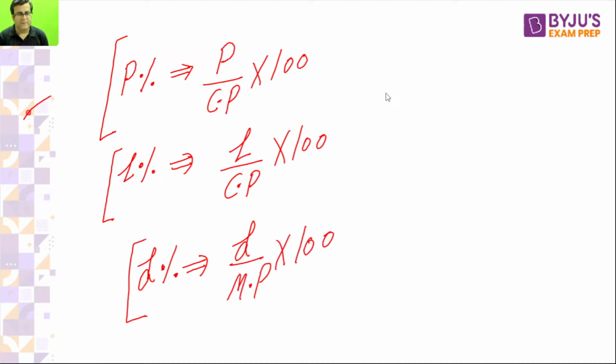Profit percentage is profit upon cost into 100. Loss percentage is loss upon cost into 100. Discount percentage is discount upon mark into 100. These 3 points you will have to remember every time. The question will be simple once you understand these 3 points. Parallel to the questions, you will understand better.